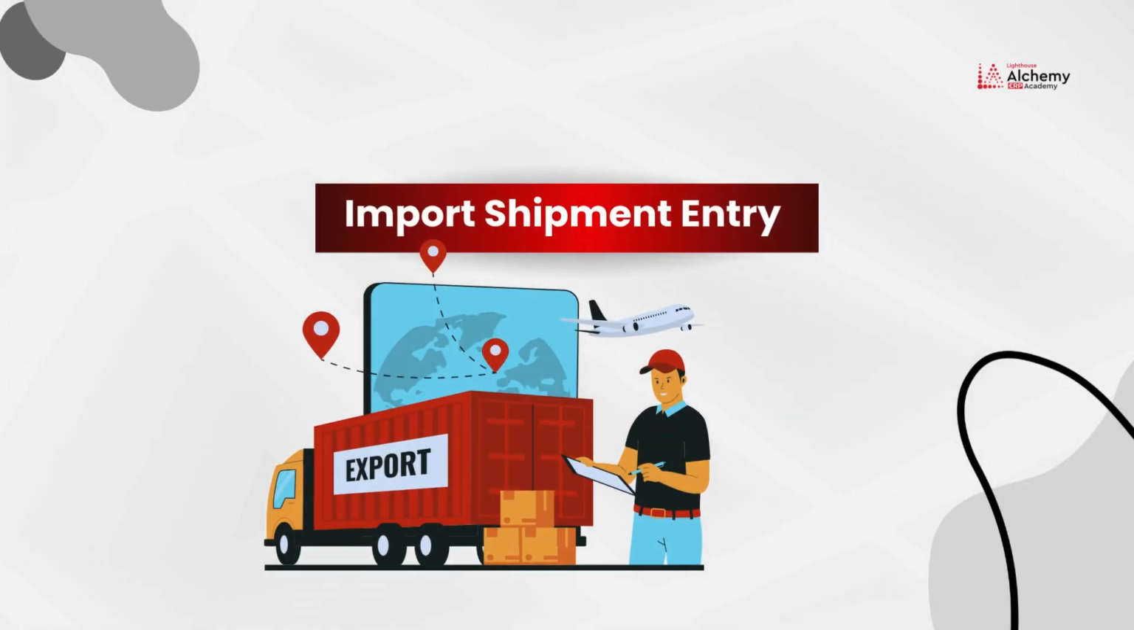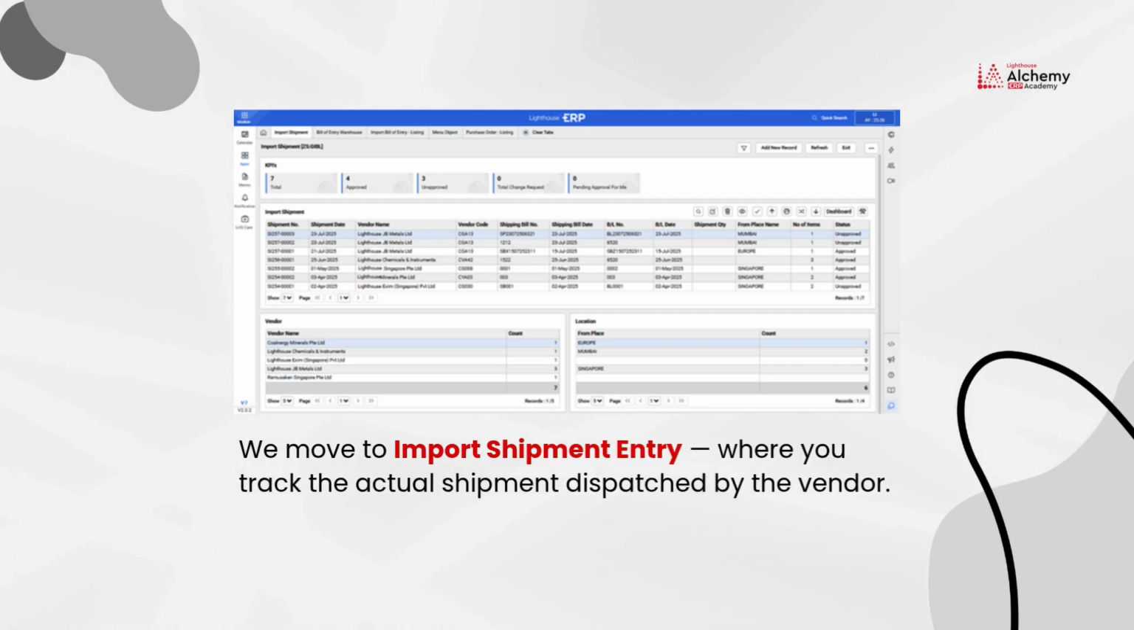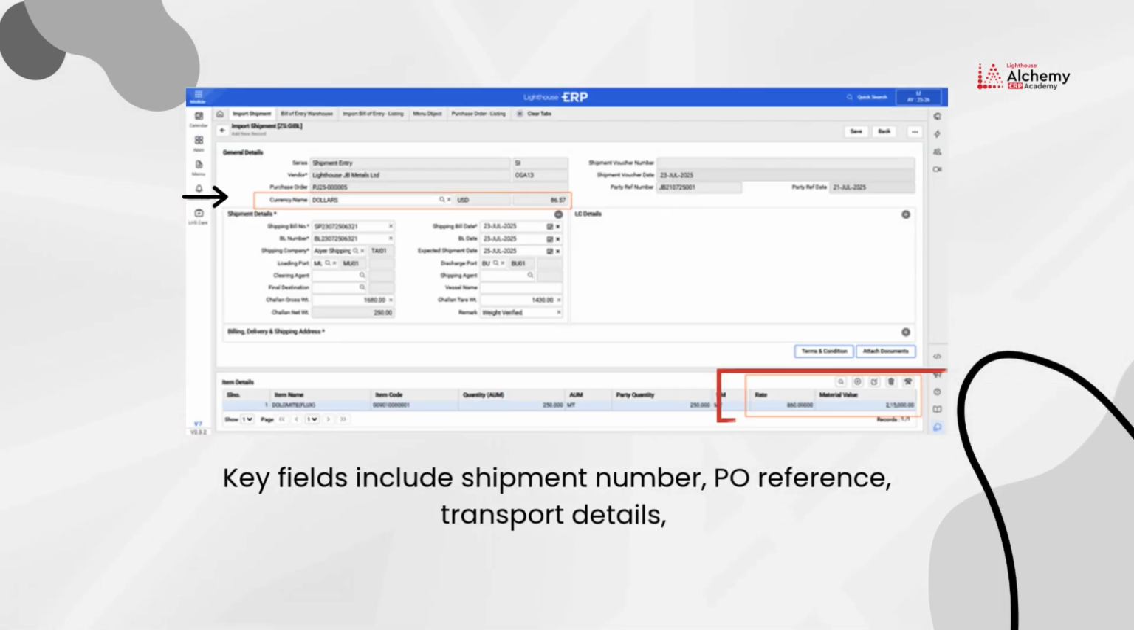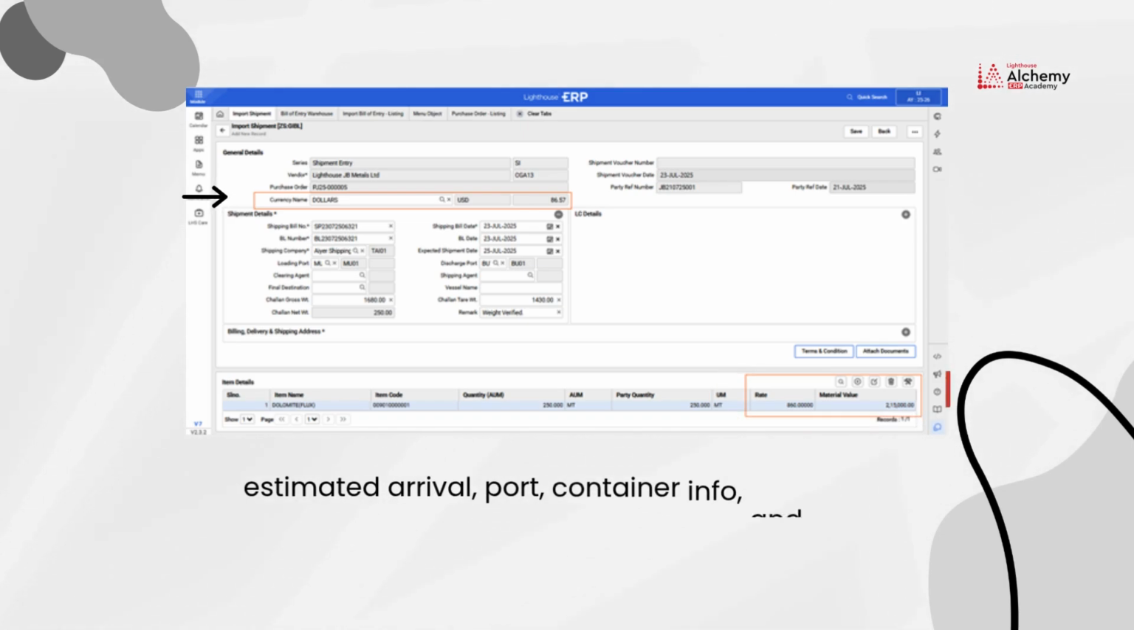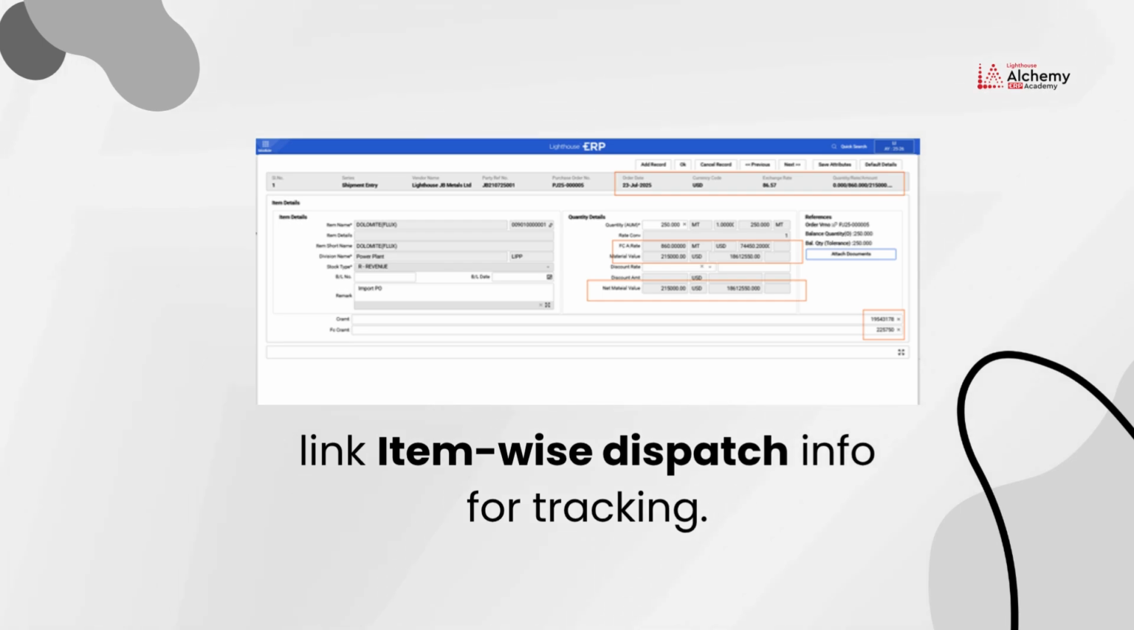Import shipment entry. After the PO is released, we move to import shipment entry, where you track the actual shipment dispatched by the vendor. Key fields include shipment number, PO reference, transport details, estimated arrival, port, container info, and mode, R and C. Also, link item-wise dispatch info for tracking.